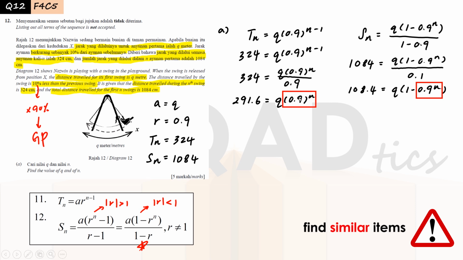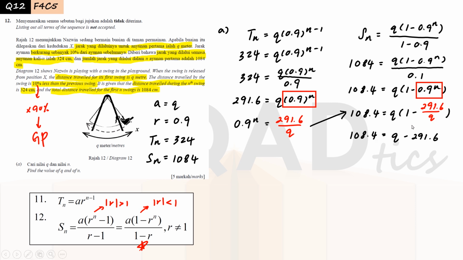Okay, so what I'm going to do is 0.9 power of n, move on the left side, and everything which is not that, move to the right side, and then substituted here. So you can see everything here is now q. Okay, which will be easy for us when we simplify it, and we can straight find the value of q already, which is 400.